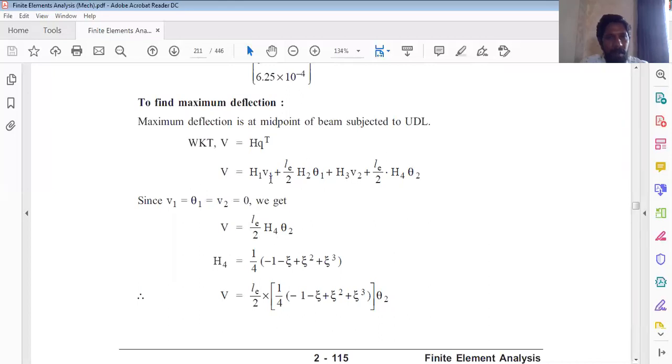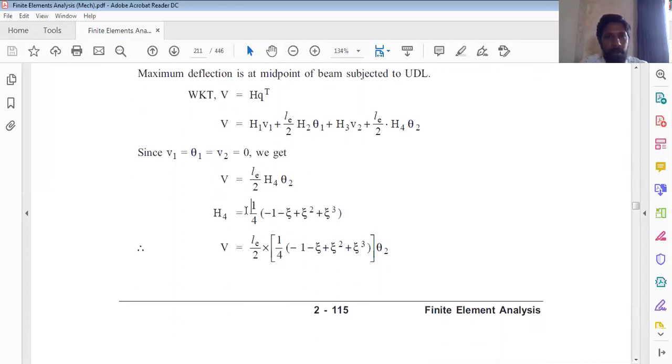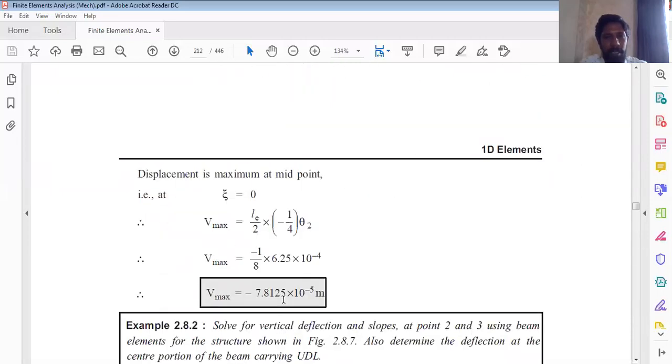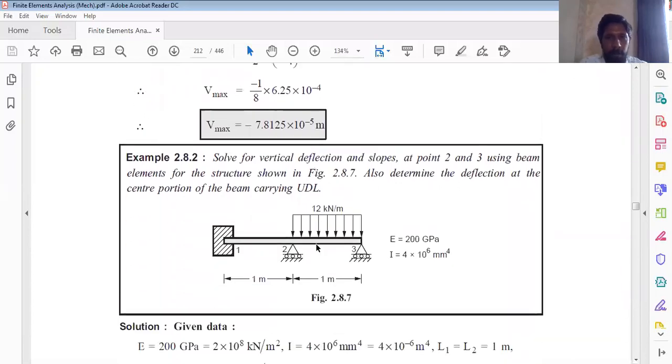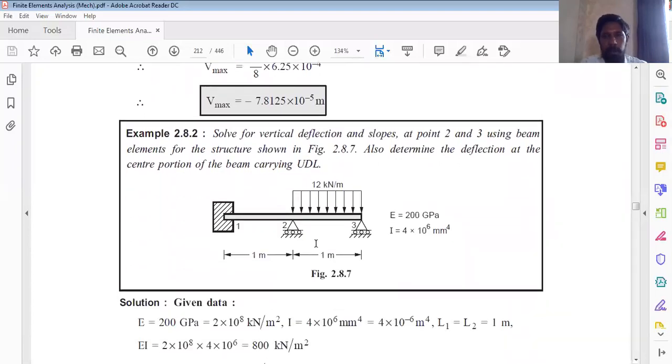This we got after elimination from this equation, wherein we have substituted V1, theta 1, V2 as equal to 0, and ultimately we are left with this equation where we have to substitute zeta as 0, theta 2 as 6.25 into 10 power minus 4, and Le as 1 meter. So ultimately, we'll get the maximum deflection, which is at the center of the beam, as minus 7.8125 into 10 power minus 5 meter.